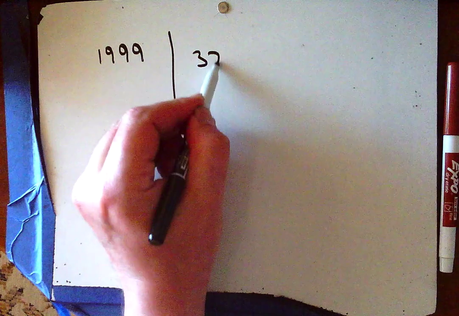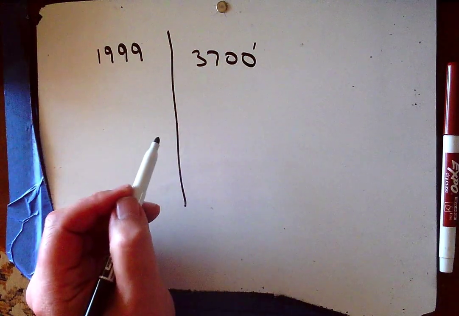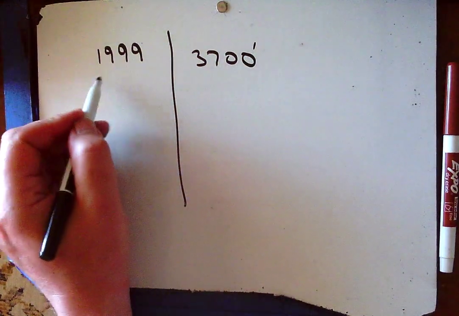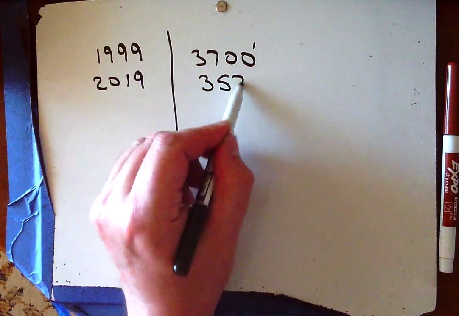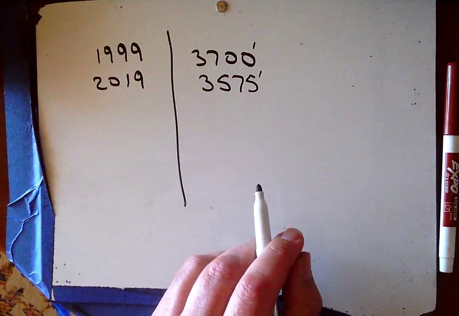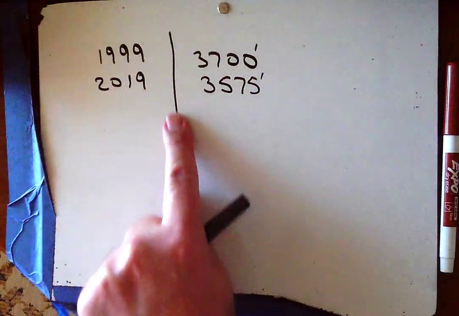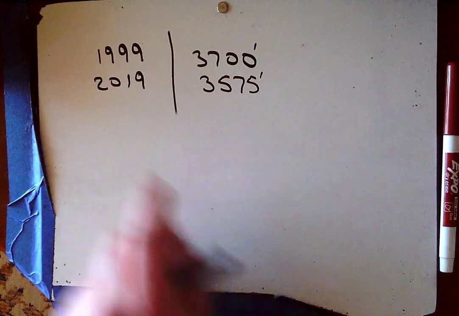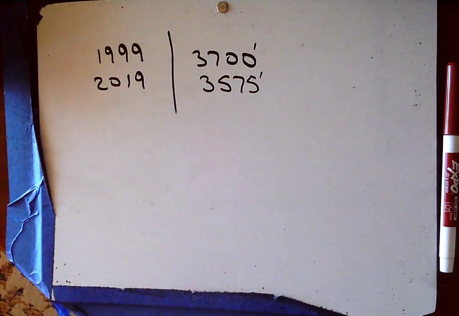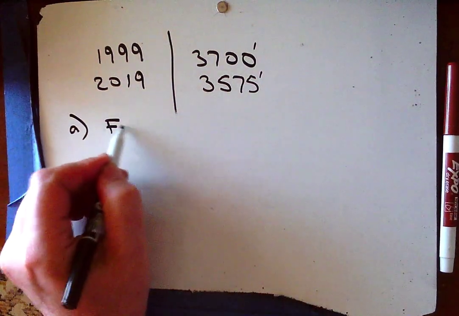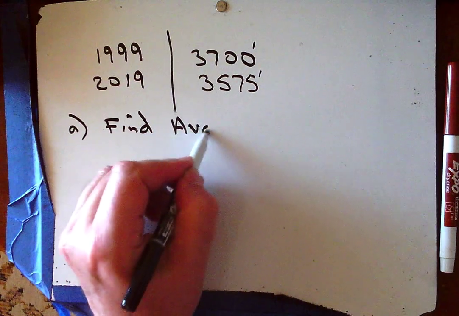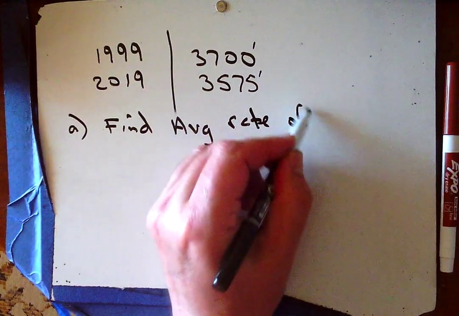So in 1999, the water level in Lake Powell was 3,700 feet deep. That's pretty deep. Then in 2019, the water level was 3,575 feet. So we see that the water level had dropped 125 feet in those 20 years. Okay, so we're supposed to, part A, find the average rate of change.